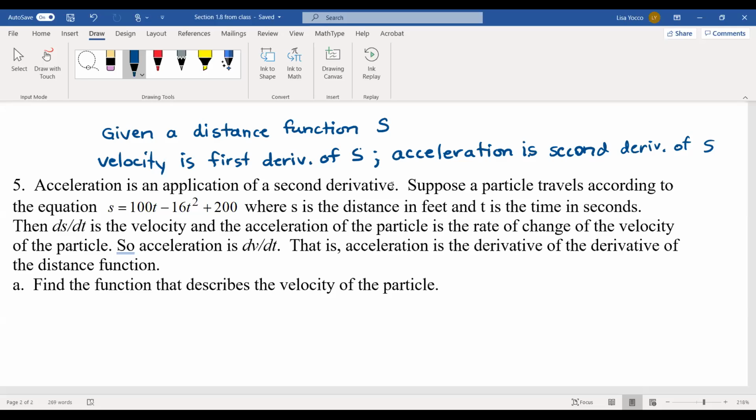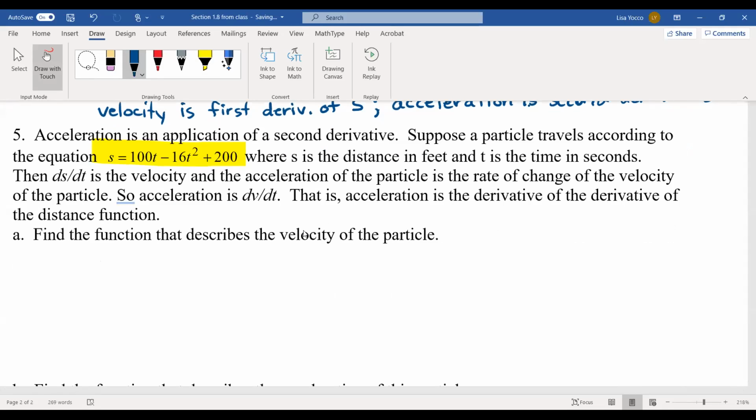Okay, so in this problem, we have a function that's a distance function. So the particle travels according to the equation where S is the distance in feet and T is the time in seconds. So again, notation, and specifically with these real problems, it's good to think of the derivative with this notation because it shows you the relationship. The rate of change is the change of something with respect to something else. So this is the derivative of distance with respect to time.